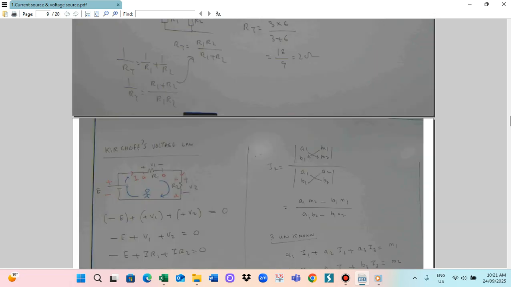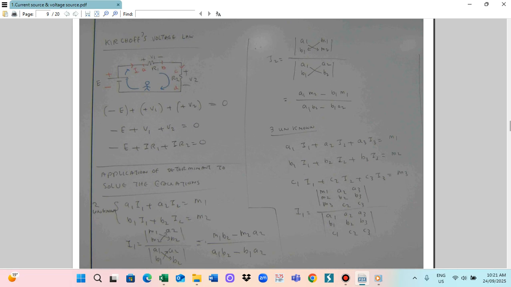That means this is a closed network. This voltage is the supply voltage E. The resistor R1 voltage will be V1, and the resistor R2 voltage will be V2. So we have to write the voltage equation. Closed network means it is not open, so everything is supplied by the battery. The voltage across resistor R1 is V1, across resistor R2 is V2, and the common current flowing is I.